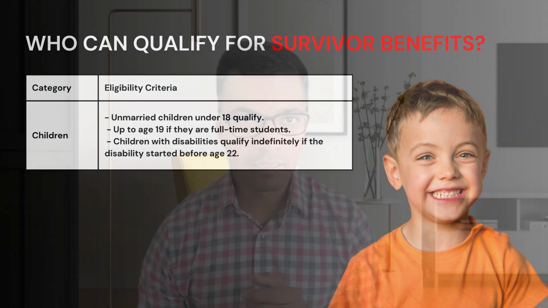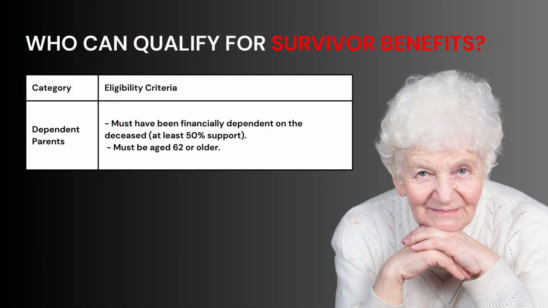Third category, the dependent parents. If the deceased worker provided at least half of the financial support for parents above age 62, then they are eligible to receive the survivor benefits.